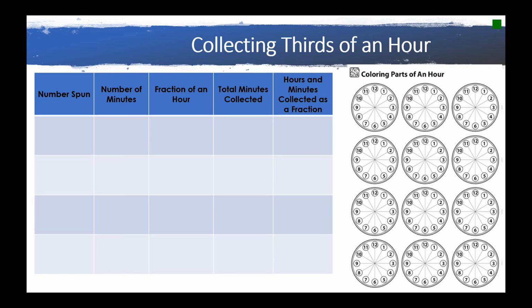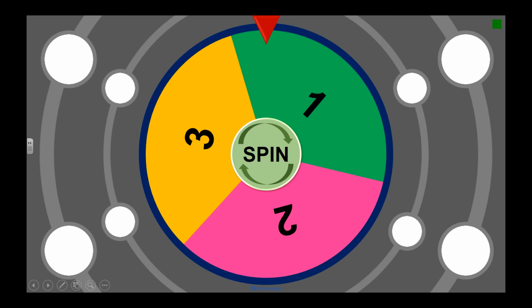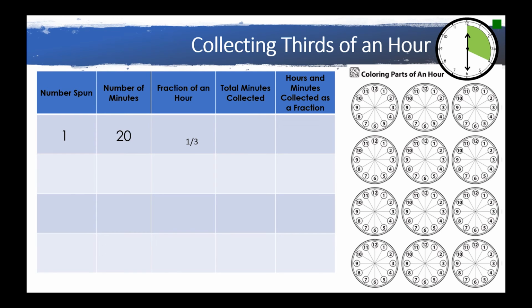We're going to continue to collect fractions of an hour, but this time collecting thirds of an hour, or 20-minute sections, by coloring in on our analog clock and filling in our chart. For our first spin, we've gotten a 1. 1/3 of an hour is 20 minutes. And we would write that as a fraction as 20/60ths. And 20/60ths would be equivalent to 1/3 of an hour, or 1/3. And we have a total of 20 minutes collected.